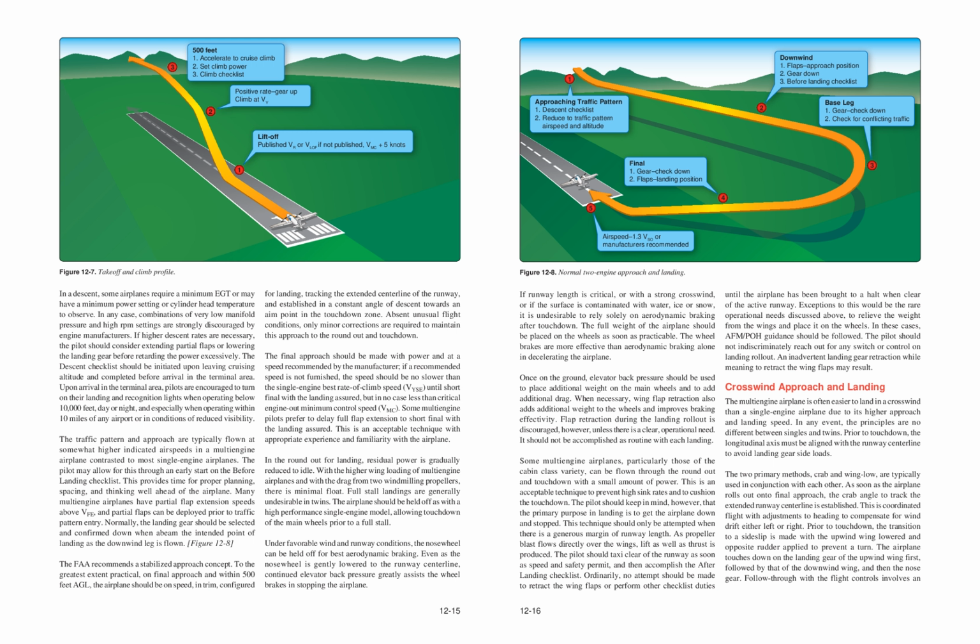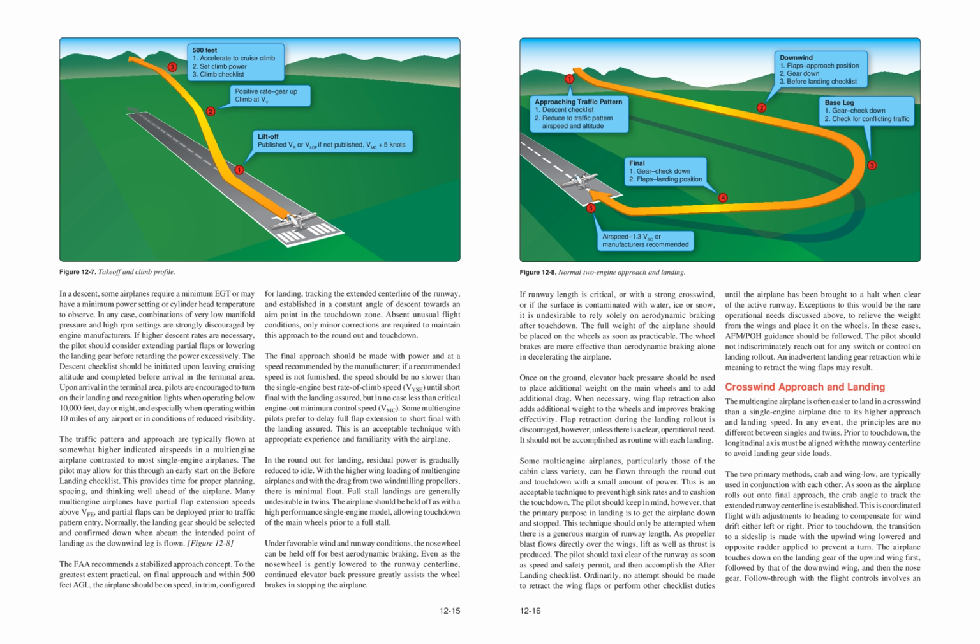If runway length is critical, or with a strong crosswind, or if the surface is contaminated with water, ice or snow, it is undesirable to rely solely on aerodynamic braking after touchdown. The full weight of the airplane should be placed on the wheels as soon as practicable. The wheel brakes are more effective than aerodynamic braking alone in decelerating the airplane. Once on the ground, elevator back pressure should be used to place additional weight on the main wheels and to add additional drag. When necessary, wing flap retraction also adds additional weight to the wheels and improves braking effectiveness. Flap retraction during the landing rollout is discouraged, however, unless there is a clear, operational need. It should not be accomplished as routine with each landing.